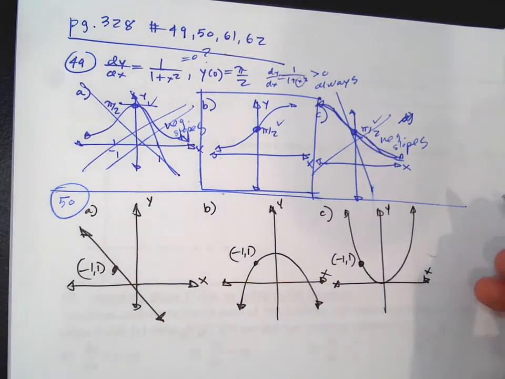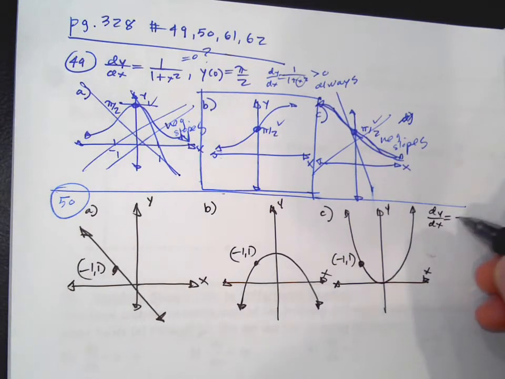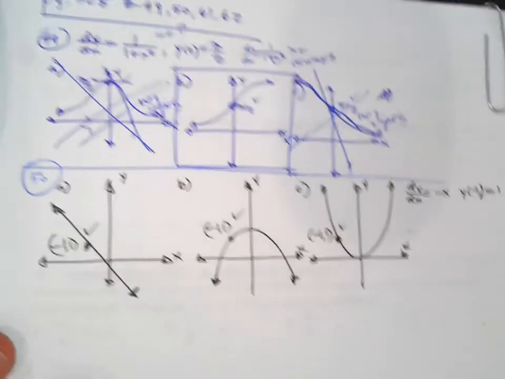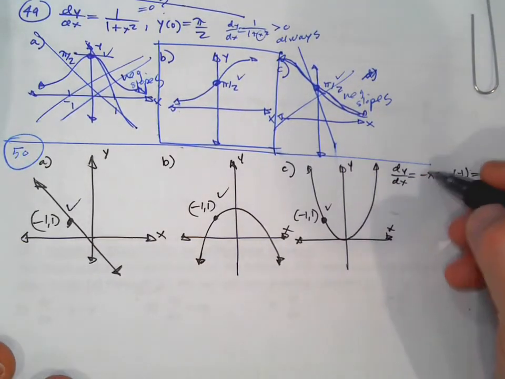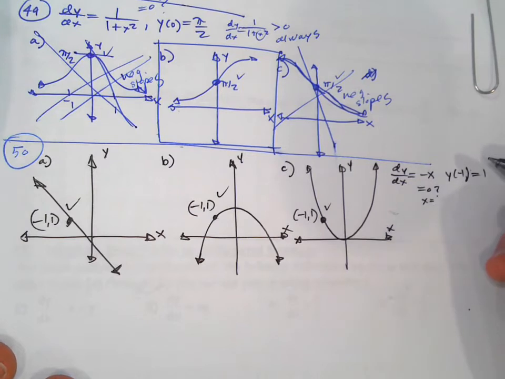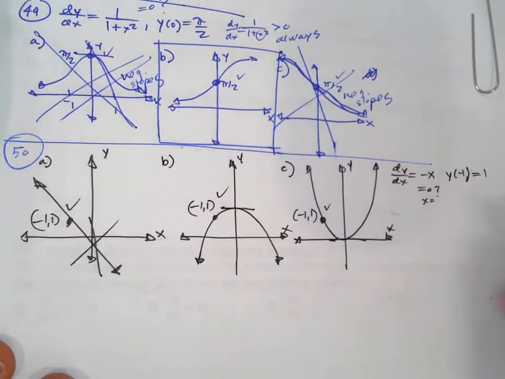Okay, so the differential equation was dy/dx equals negative x, and y(-1) equals 1. So they all have the point (-1, 1), which they all do, so that doesn't help you eliminate anything. Now, when is this equal to 0? Well, that'd be when x equals 0, which this one does, this one does, this one doesn't. So you can eliminate A just from that.